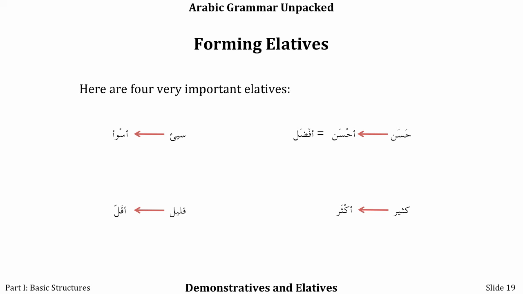So keep these 5 words in mind. Ahsan and afdal both mean better or best. Aswa means worse or worst. Akthar means more or most. Aqal means less or least or fewer or fewest. So these are good to write down and put into your vocabulary.